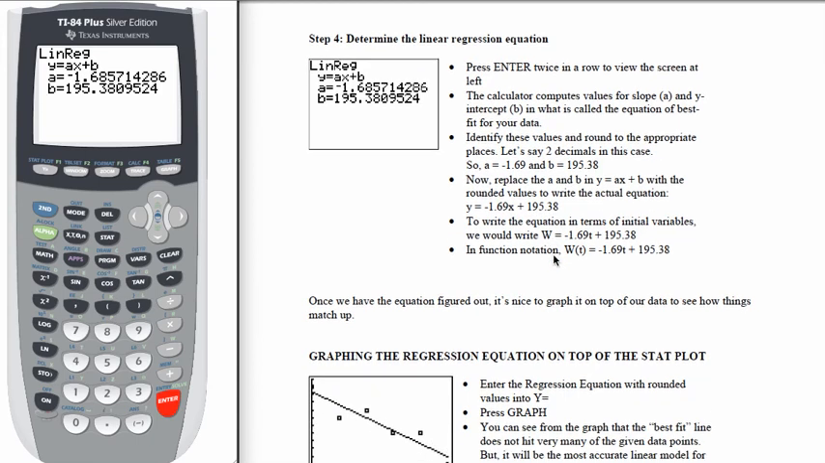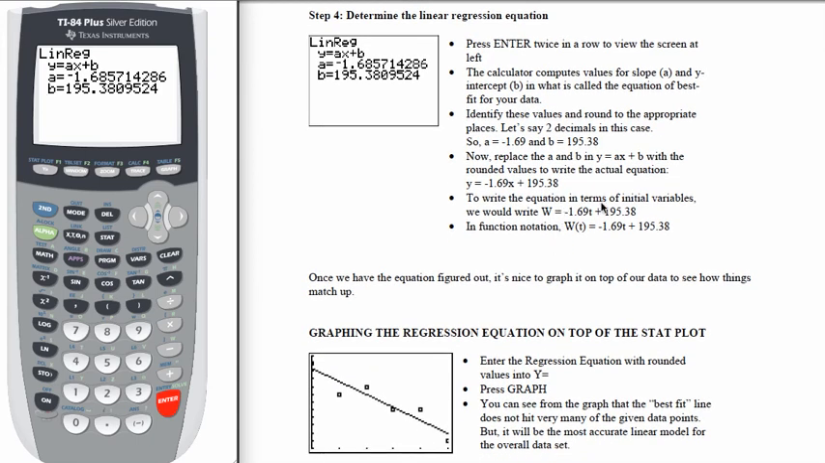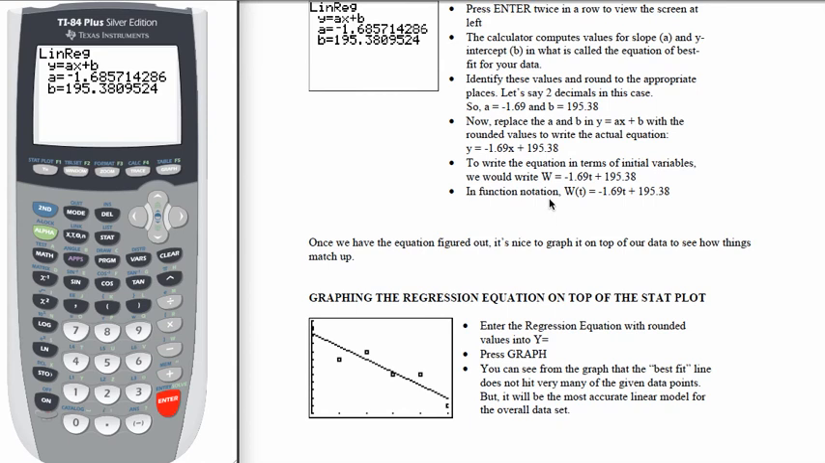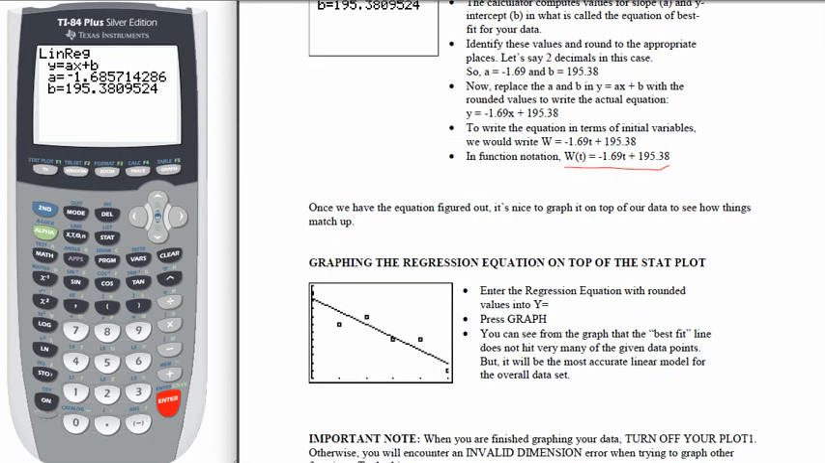To write our linear equation, we replace slope with negative 1.69, that's the a value, and the y-intercept with 195.38. Let's write that equation in terms of the initial variables, which were time, input, and weight, output, and then finally our result in function notation, w of t, is negative 1.69t plus 195.38. So you're really not done until you get to this final step here in terms of writing your equation.